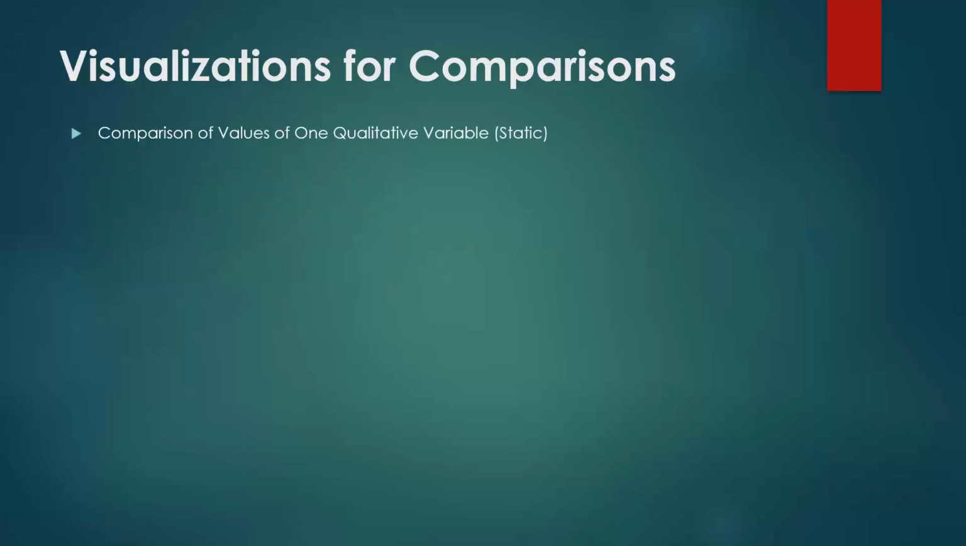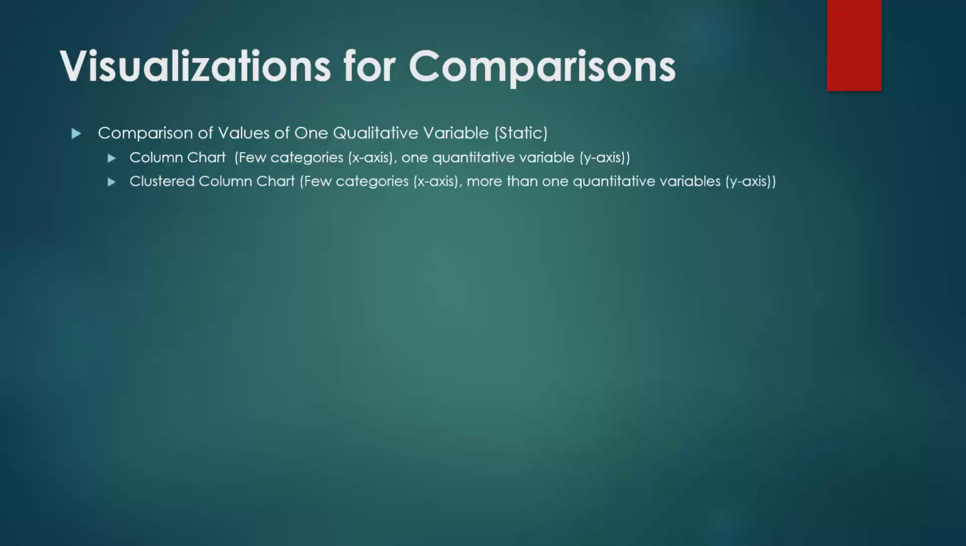For comparisons, for static, there's a column chart, especially if you have a few categories. If you have more, we use a bar chart. So you put the categories on the x-axis and the quantitative variable on the y-axis for a column chart. If you have more than one quantitative variable, we use a clustered column chart or a stacked column chart.